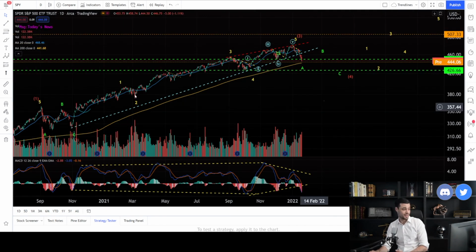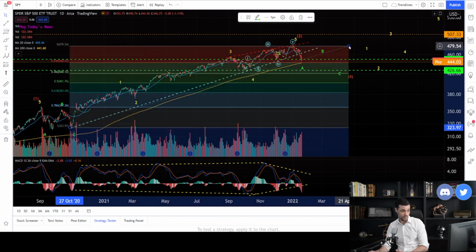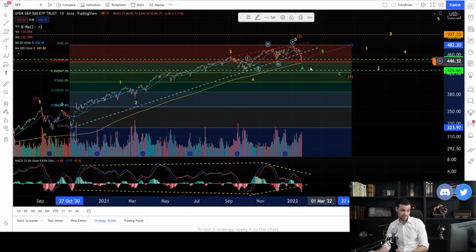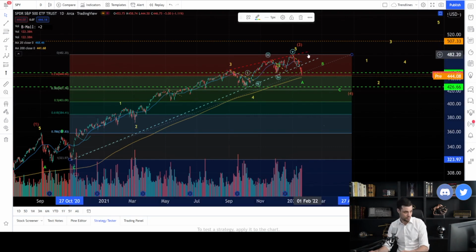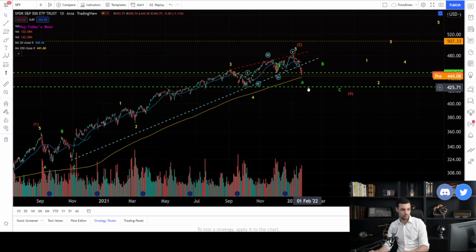So my take, and let's do some fibs. And you see the 38.2. Usually we correct at least to the 38.2. Otherwise it's not really a correction. Sometimes it goes to the 23.6 in very strong bull markets, but I think we're not in a very strong bull market anymore, for the past 6 months already. And so my take is that we go to 420.